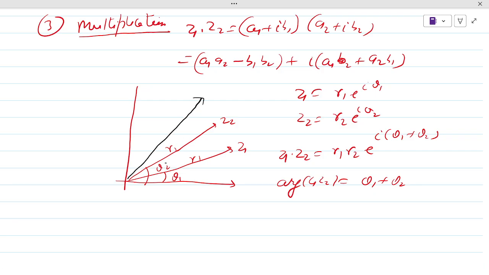Why am I drawing it here? Because this already is theta 2, and the argument of z1 z2 is theta 1 plus theta 2. So this already is theta 2, and I will add theta 1. That's why the argument of z1 z2 is theta 1 plus theta 2, and obviously the modulus is r1 r2. This is how we represent the multiplication in terms of the Euler form. As I discussed in the beginning of the lecture, it's easy to either treat it as Euler form or treat it as a vector.